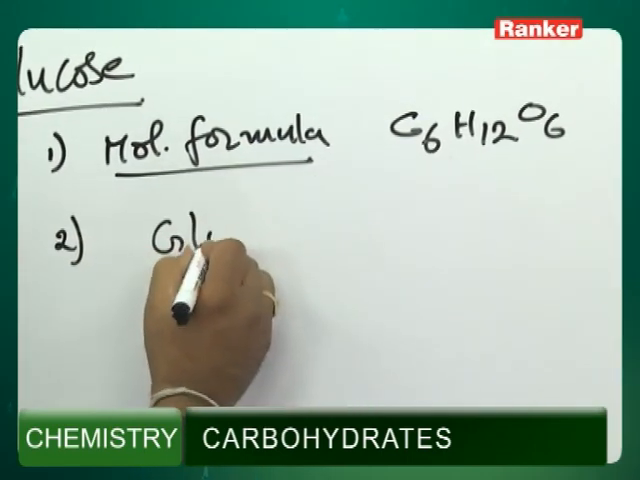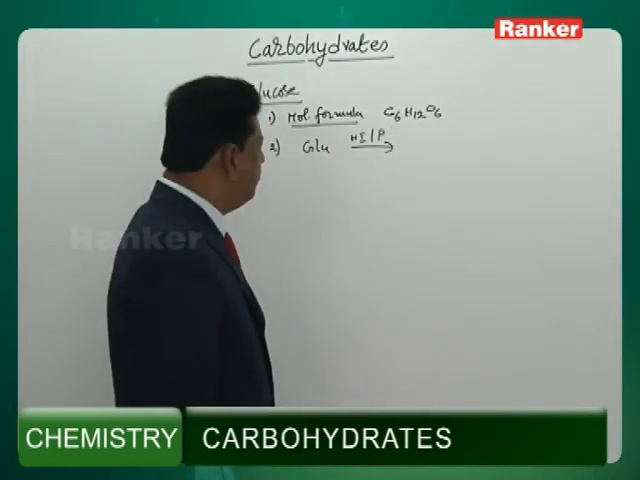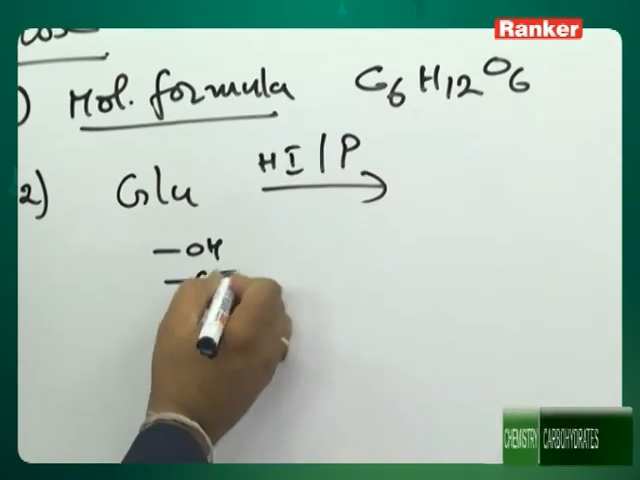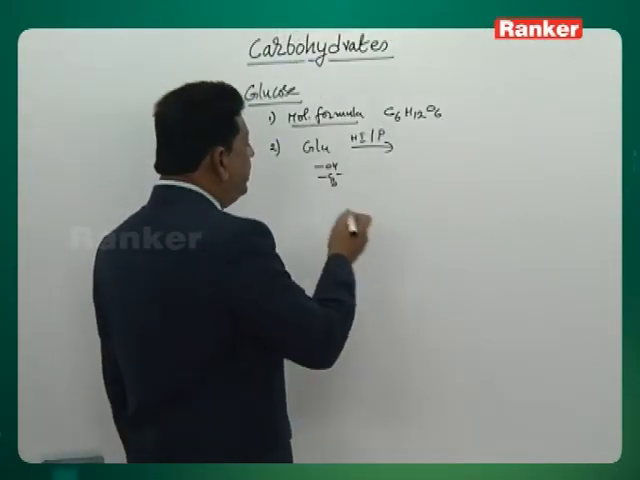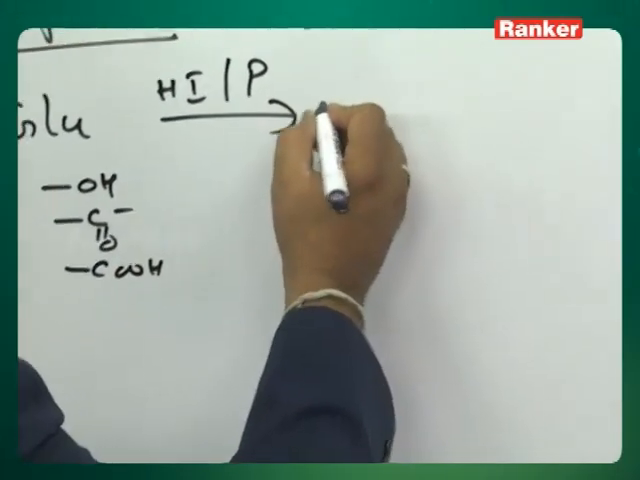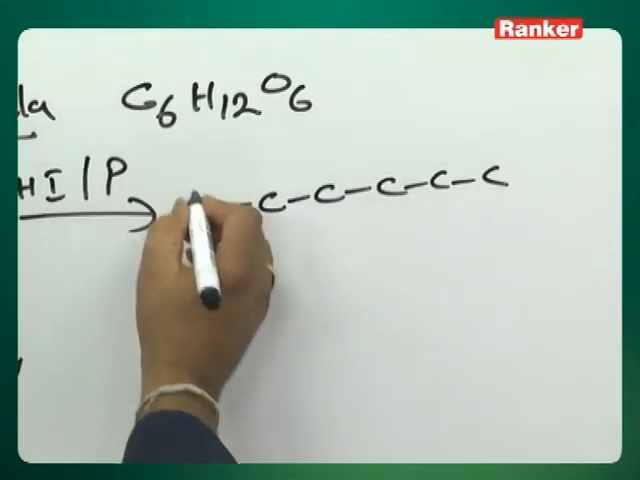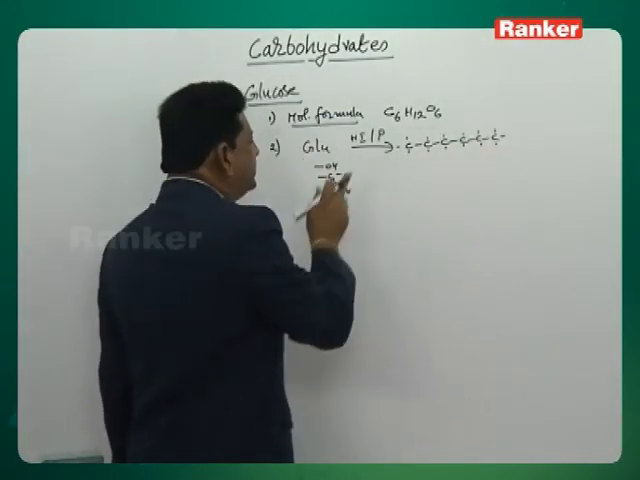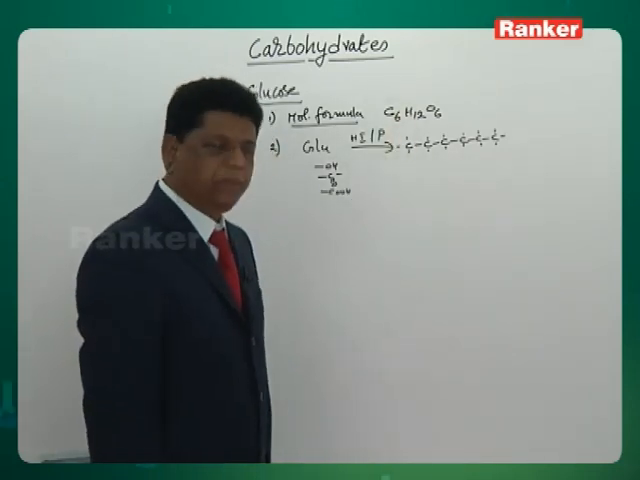Glucose on reduction with HI and phosphorus, which is a strong reducing agent, converts all oxygen functions like hydroxy, carbonyl functions, acids, acid derivatives and alcohol derivatives into their hydrocarbon. So here you get n-hexane. That means 6 carbons are there, all with hydrogens only, no other oxygen. All 6 oxygens contained in glucose were reduced to give the corresponding product.